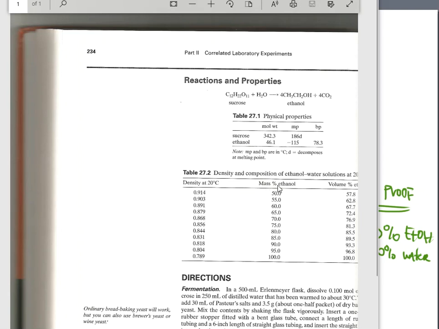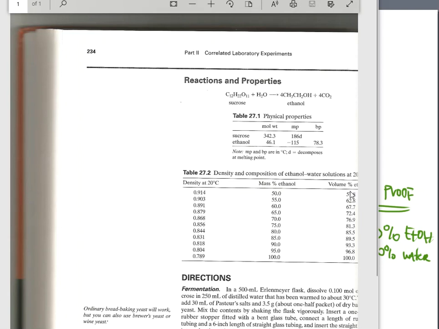Well, mass percent is based on weight, right? So what they're doing is taking the weight of the alcohol and comparing it to the weight of the entire sample. And then volume percent is the same thing, but it's in volume.